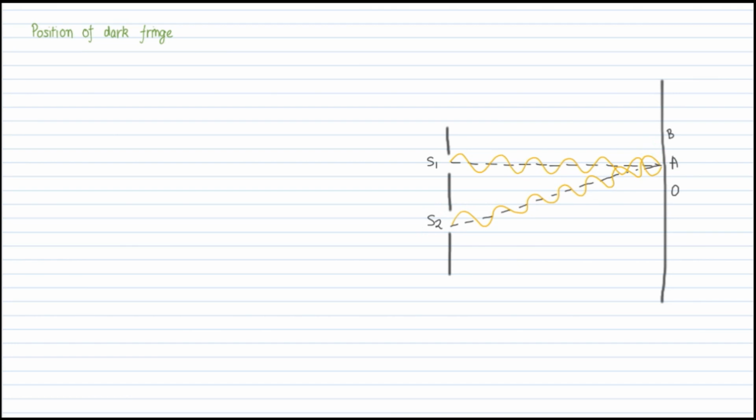Can you see? Half. So in this case, the extra path difference travelled is how much? Half, lambda by 2. So in this case, the path difference is how much? Lambda by 2. Okay. So if you substitute this value here and you find out the value of n, how much is n? n will be 1.